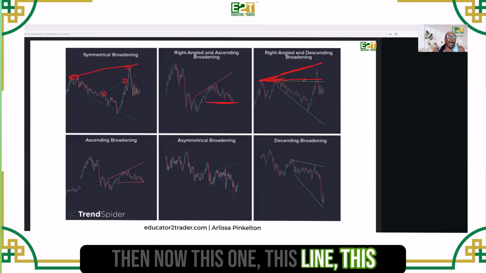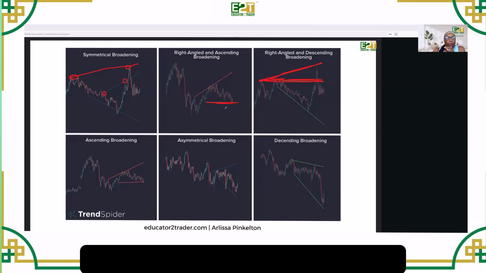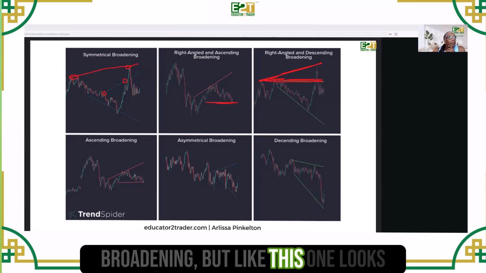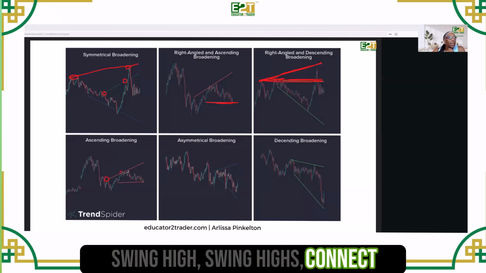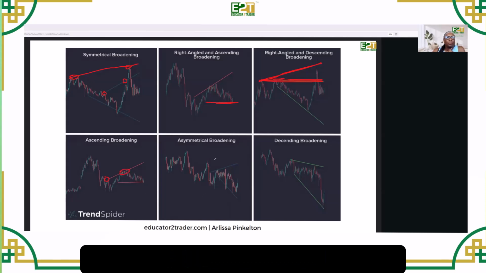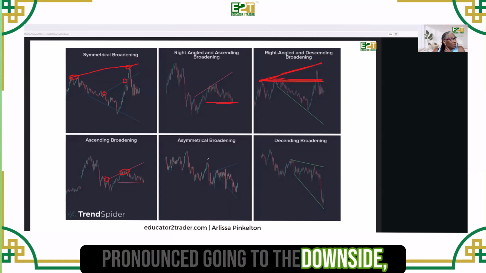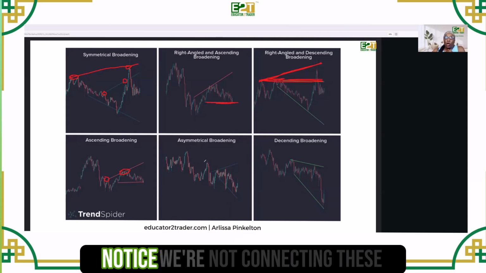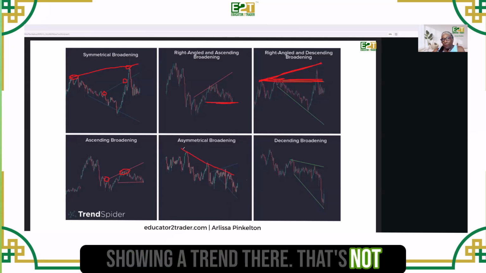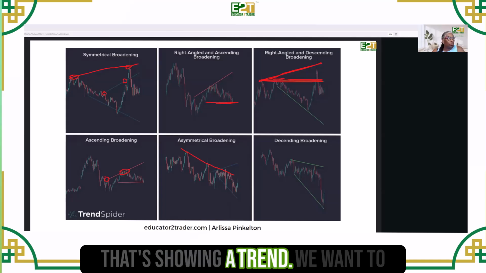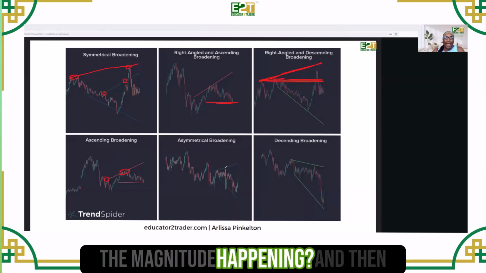But then this one, this flat line here, is showing from the resistance area the ascending broadening. It looks like this one. Swing high, swing highs, connect those. Asymmetrical, where we're swinging high, but then this one's a little more pronounced going to the downside, but we still have the highs here. Notice we're not connecting these going down, because if we do this, we're showing a trend there. That's not showing a broadening formation. That's showing a trend. We want to see shorter term, where's the price expansion, or where's the magnitude happening?